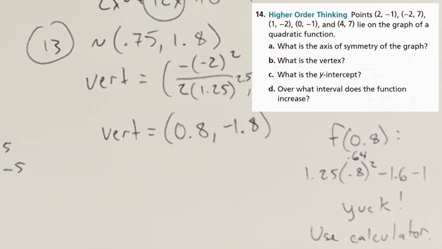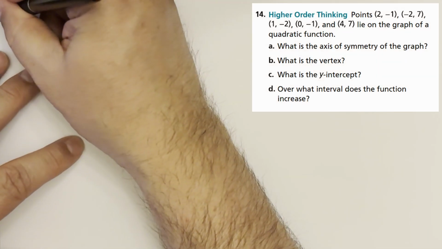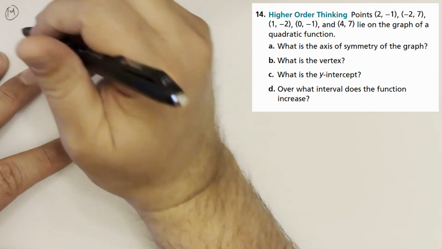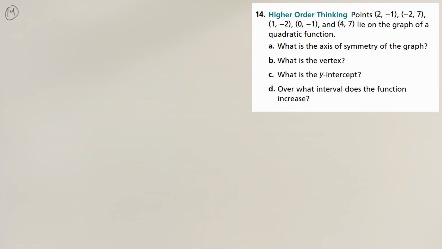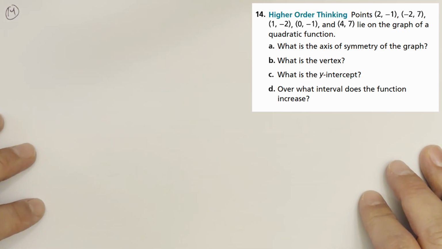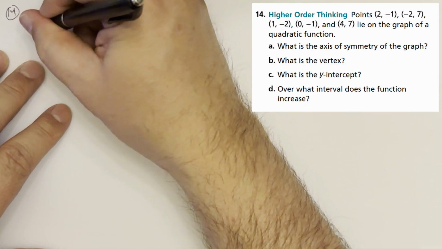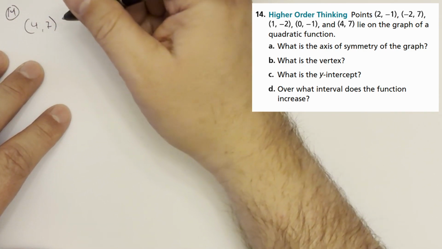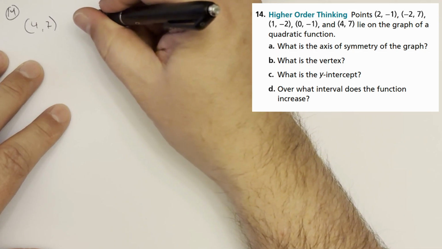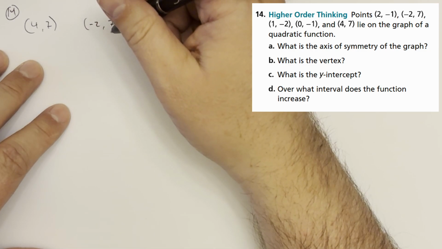Okay, moving on. 14, higher order thinking. So we have points (2, -1), (-2, 7), (1, -2), (0, -1), and (4, 7) lie on the graph of a quadratic function. So if you look at that and you think about it logically, we have negative 1 and negative 1 at points 2 and 0, and we have 7 as the y on points negative 2 and 4. So let's do the first one, the 7s. So we got (4, 7), (-2, 7). What's halfway in between 4 and negative 2? Well, that would be 1.